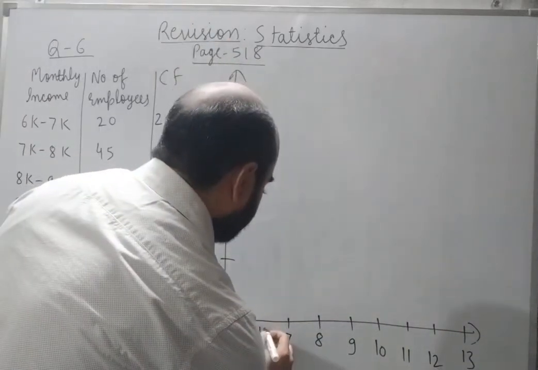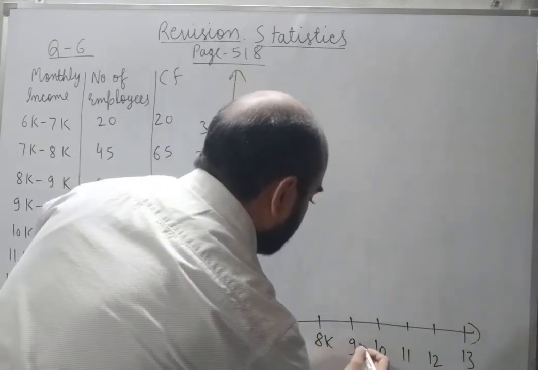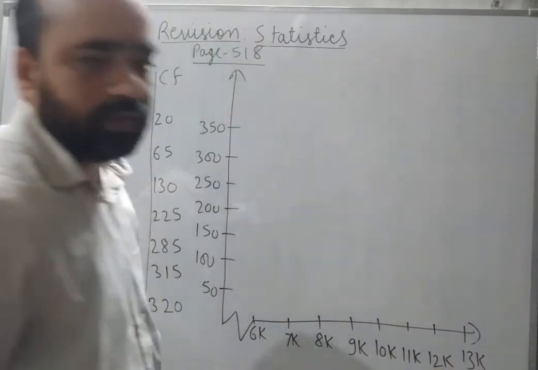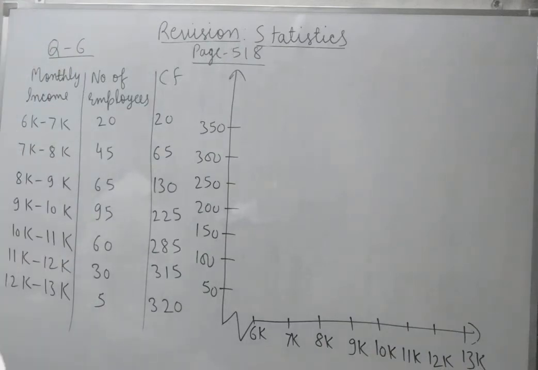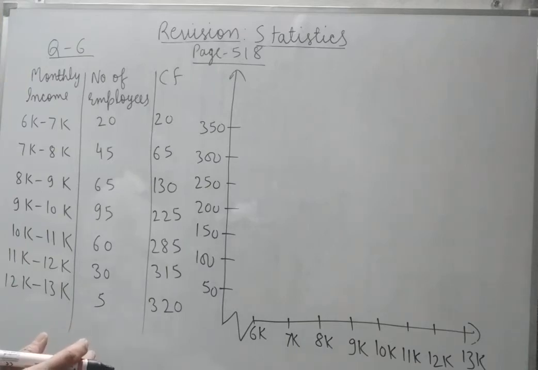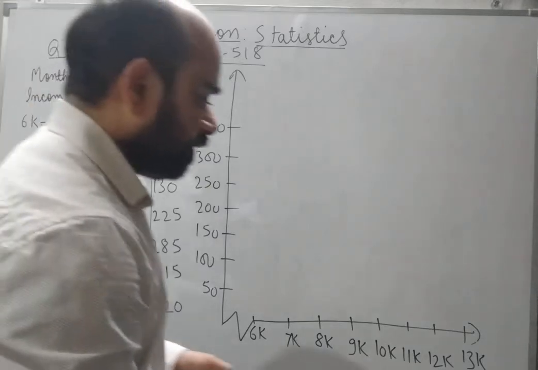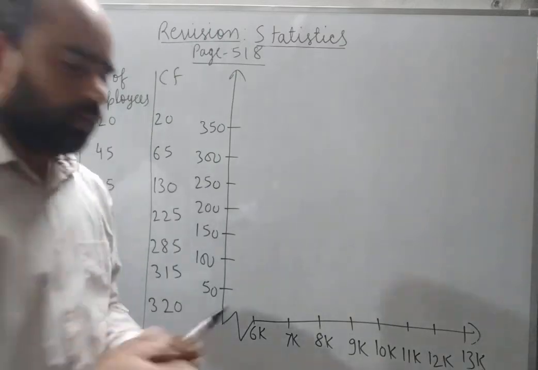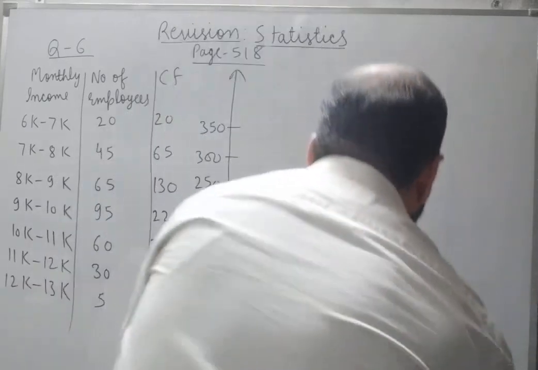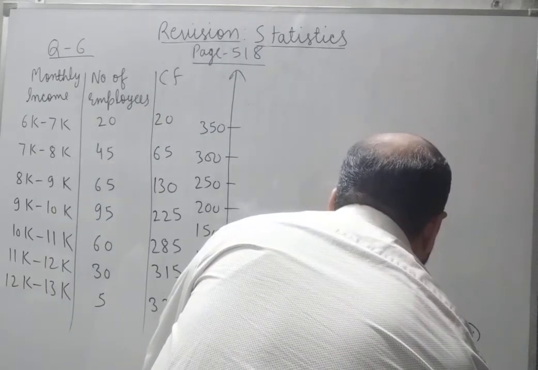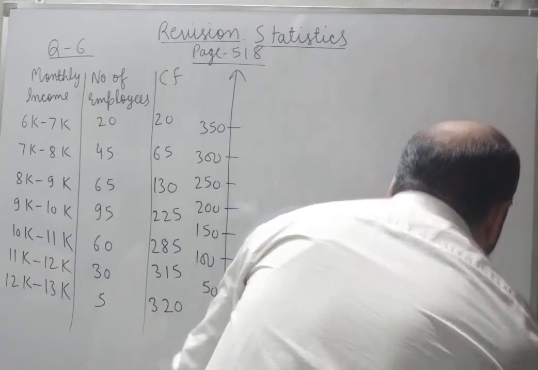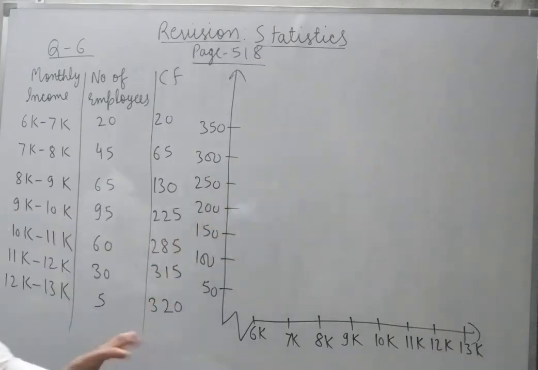All are in 1000. 8k, 9k, 10k, 11k, 12k and 13k. All are in 1000. That is why I have written 10, 11, 12, 13. Okay. Clear? Visible or not? Not visible. Wait. So this is 8, 9k, 10k, 11k, 12k and 13k. Now it is visible. 6, 7, 8, 9.